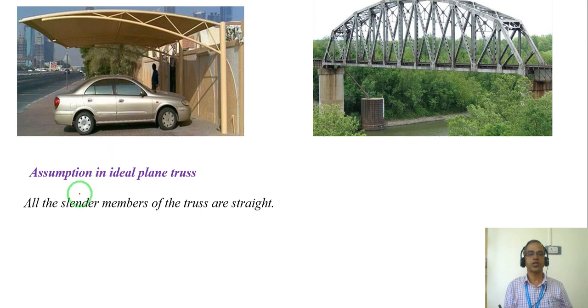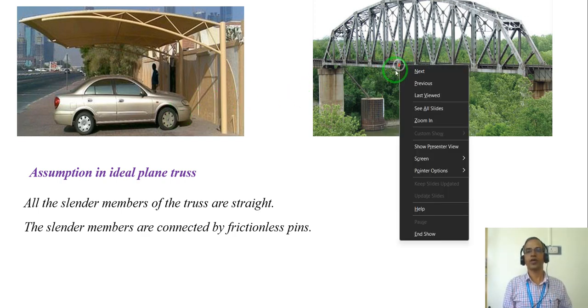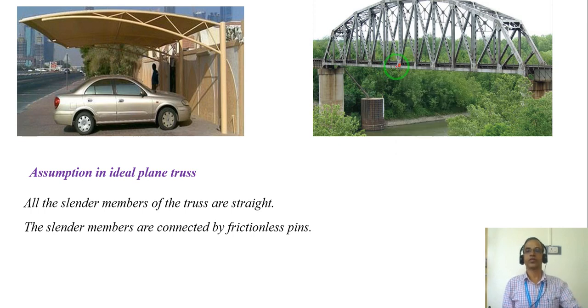The first is that all the slender members of the truss are straight. We assume the members are straight here. Of course, here in this truss, this member is not straight. A little curvature is there, but we can start with the assumption of straight. Then the slender members are connected by frictionless pins. That means this is a joint where we can see the pins.